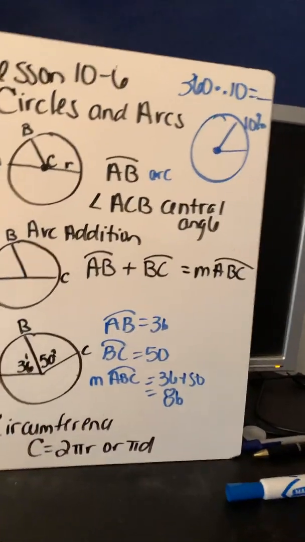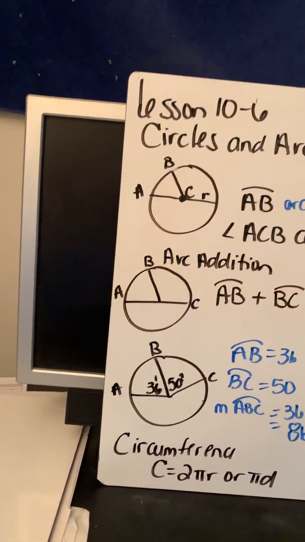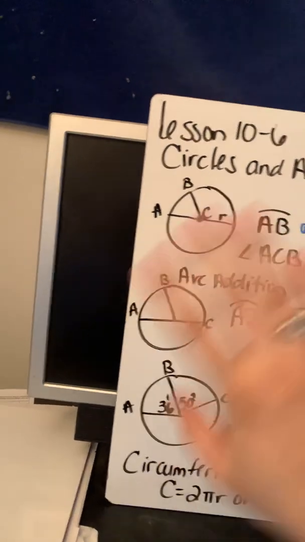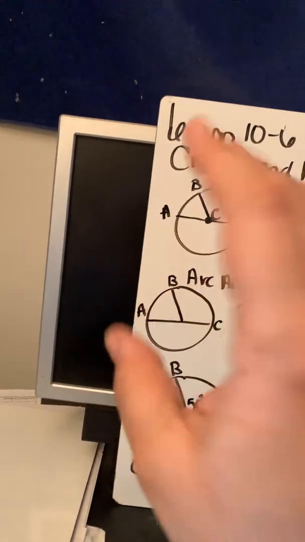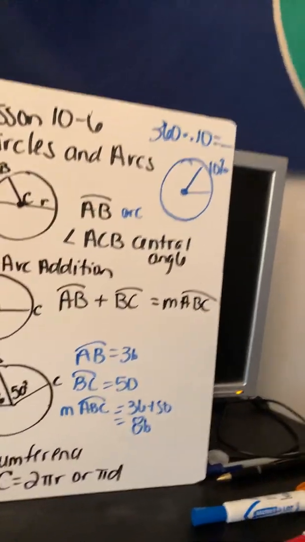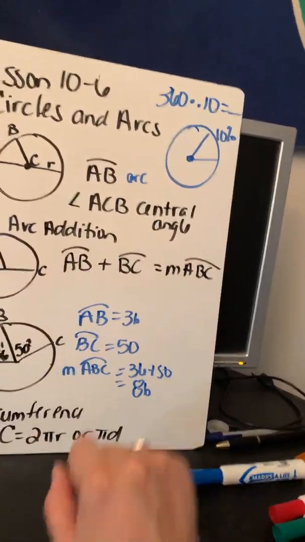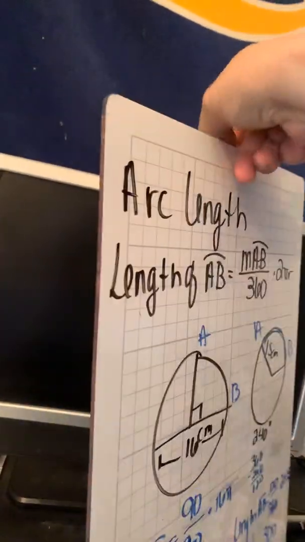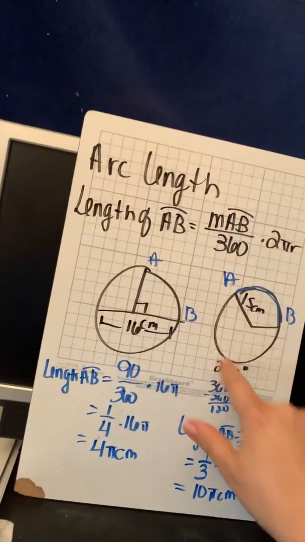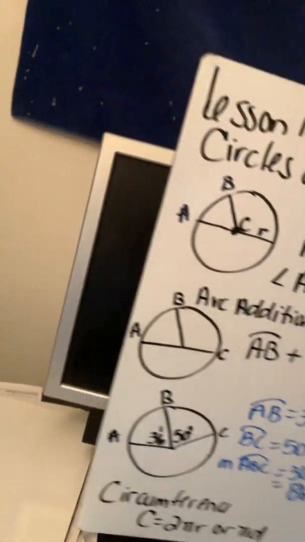Oh, semicircle, half a circle, 180. Major arc when it's greater than 180. I'm sorry, when it is bigger than 180, you have a major arc. When it is less than 180, you have a minor arc. So all of these were minor arcs. This 240 that you saw on the back here, that would be a major arc. It takes up more than half the circle. So there's the difference between major and minor arcs.